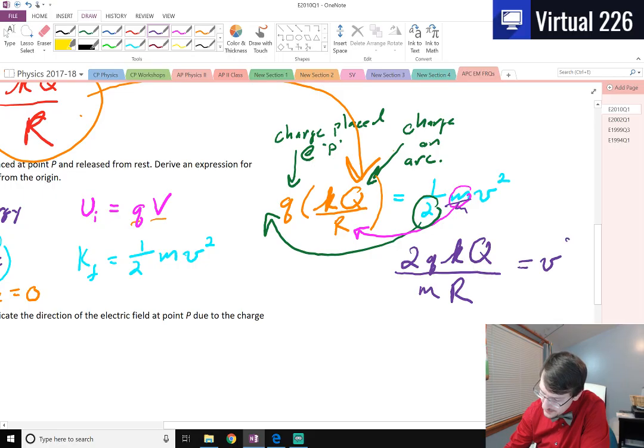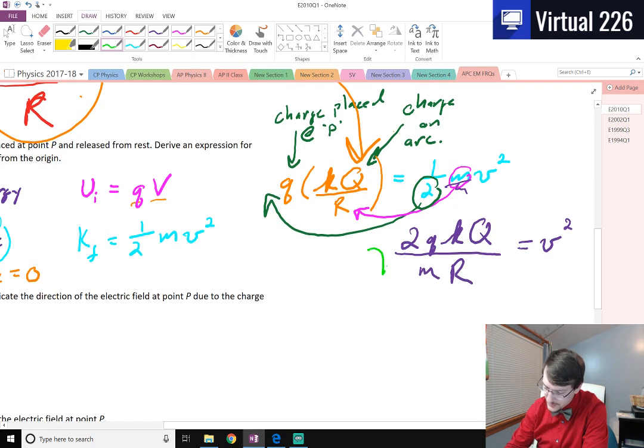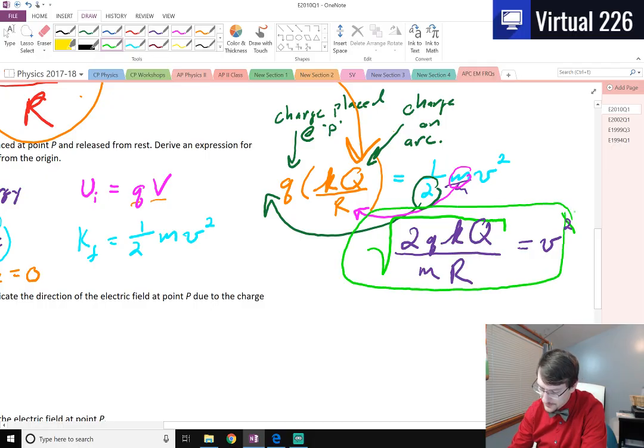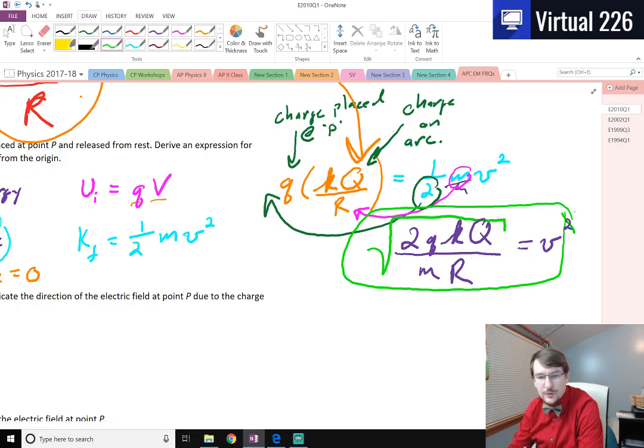speed squared. If you need to get rid of a square, you're probably familiar with this, but you take the square root of both sides. So when we take the square root over here, that's going to get rid of that square, and it's going to give us our answer for that one. Okay, so we get the square root of 2qkQ over mR. And however you like to rearrange those, some people like to write 2kqQ over mR. That's fine. It's multiplication. Any order you want to do it, it's cool. Okay? So that's how we can go about that.